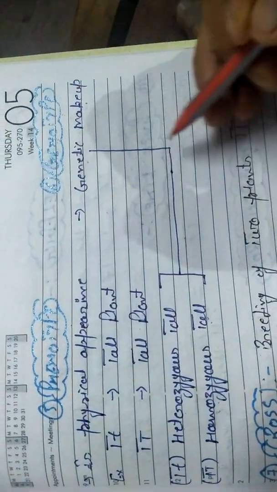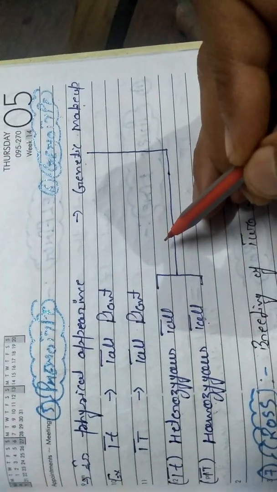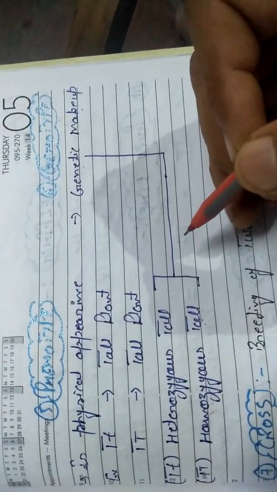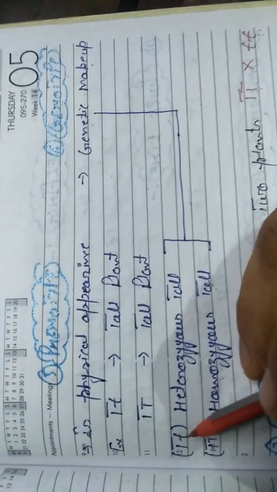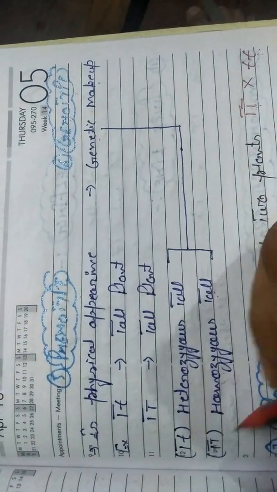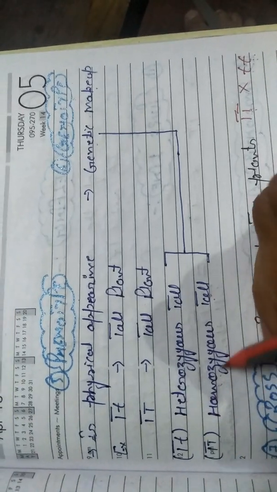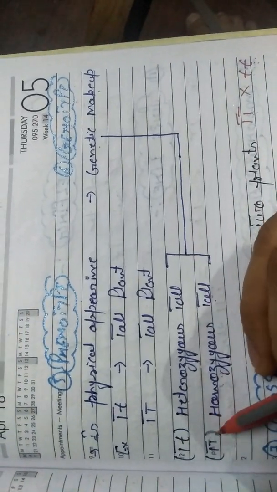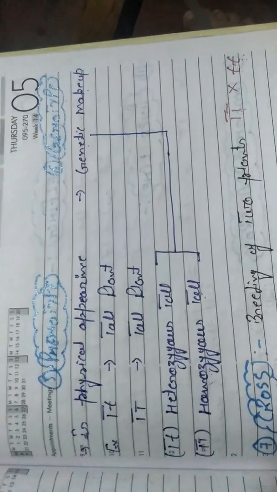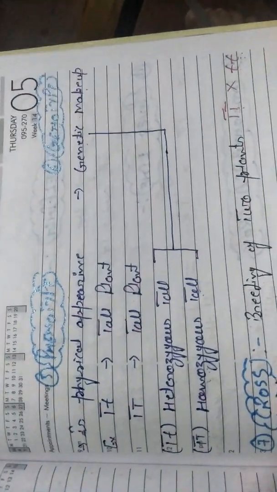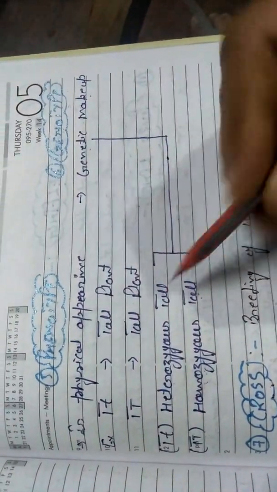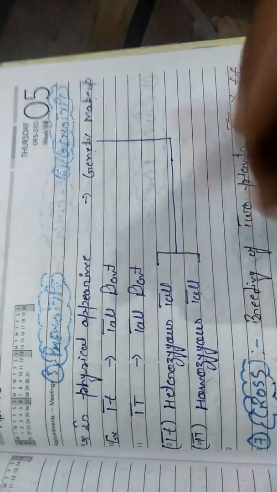Genotypic character means which type of genetic makeup is related to the particular plant. For example, capital T small t is heterozygous but tall. Capital T capital T is homozygous but tall. So there is a little bit of difference between heterozygous and homozygous, but both are tall, but the genetic makeup is different.